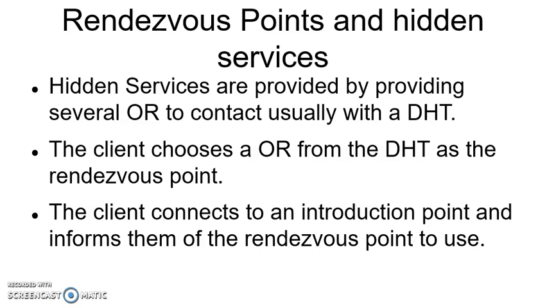The client chooses an onion router from the distributed hash table, and then the client connects to one of the introduction points and informs them of which hidden service they should use.